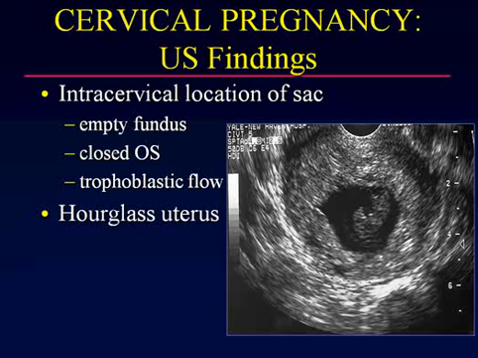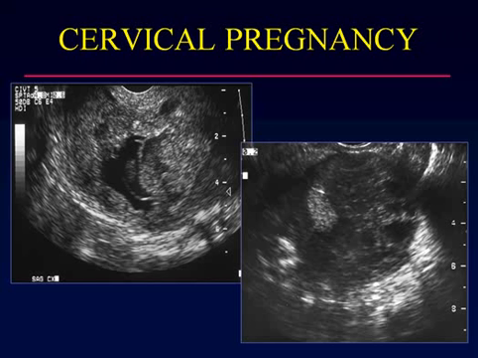intracervical location of the sac. So the uterine fundus will be empty, the cervical os will be closed, and you'll see the sac embedded within a wall of the cervix. You can see the embryo, the amnion, and the trophoblastic tissue. This often causes the cervix to increase in size, and it almost approximates the size of the uterine fundus with a waist at the level of the internal os, and that appearance has been described as the hourglass uterus.